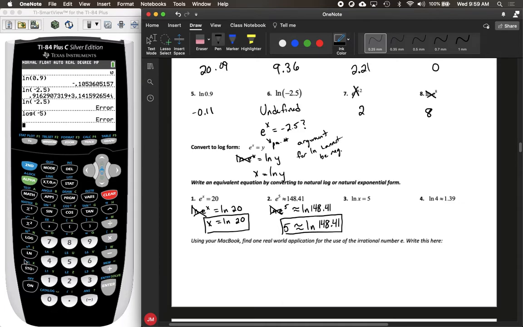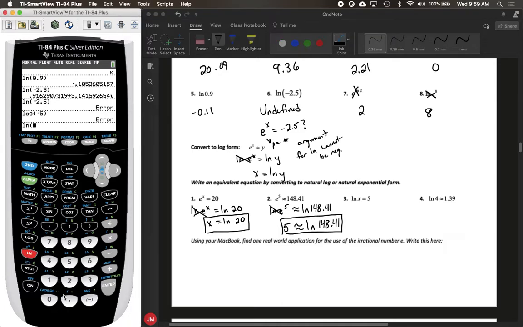But just out of curiosity, I'm always curious to see, is that actually true? If I take the natural log of 148.41, is that about equal to 5? I would say yes, pretty darn close. 4.9999878714 is ridiculously close to 5. So I would say that's a pretty good approximation.